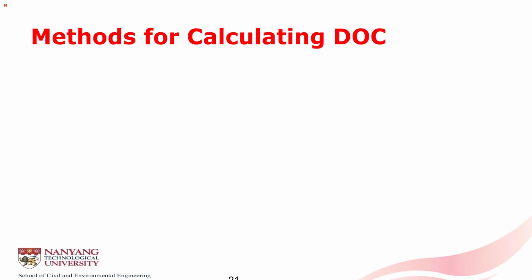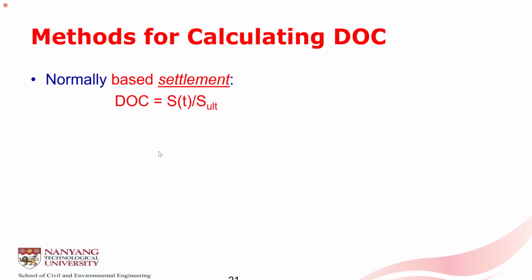Then what are the methods which we can adopt to calculate degree of consolidation? Our conventional way is to use settlement, and in this way, the degree of consolidation is defined or calculated as a settlement at a given time, let's say 1 year after you start the preloading, over the ultimate consolidation settlement. So this ultimate consolidation settlement can be predicted, let's say using the e-log p curve.